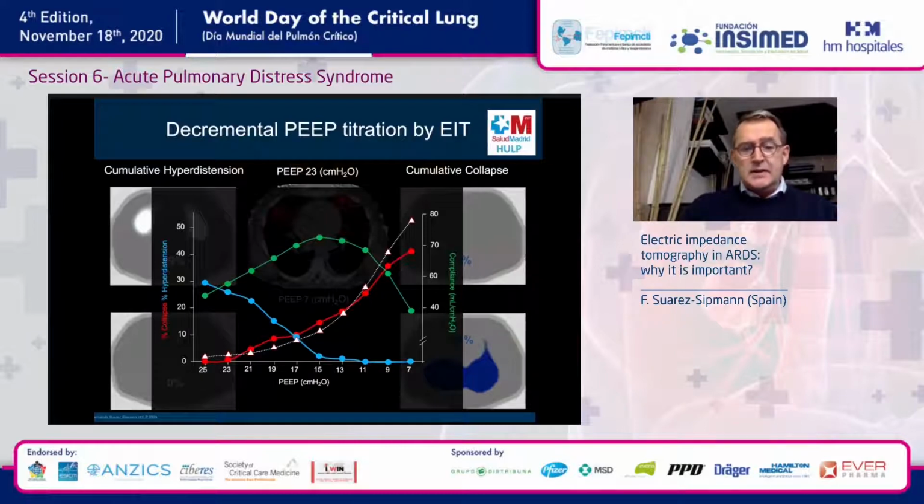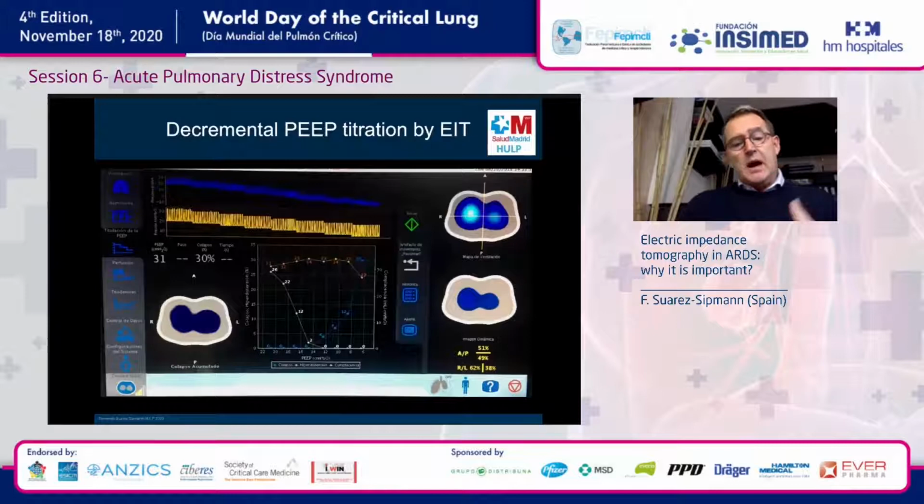So a nice message about this curve is that it gives a lot of information, and probably this crossing point, where the lines of overdistension and collapse cross, is actually indicating to us, in terms of lung protection, which might be the best level of PEEP for this particular patient, because this point actually reflects the best compromise between the minimum amount of overdistension and the minimum amount of lung collapse.